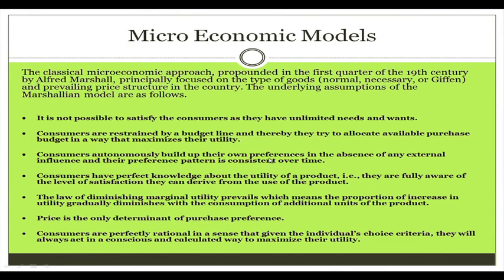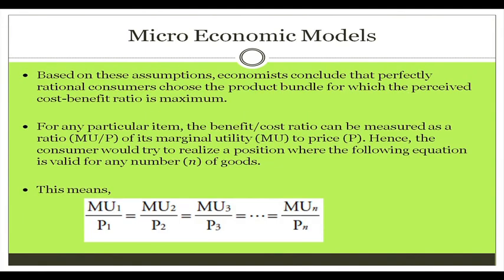Now, he also assumes that the customers are perfectly rational in the sense that given the individual's choice criteria, they will always act in a conscious and calculated way to maximize their utility. Now, based on these assumptions, the economists conclude that perfectly rational consumers choose the product bundle for which they perceive the cost benefit ratio to be maximum, which means that they have to maximize the utility given a budget constraint.